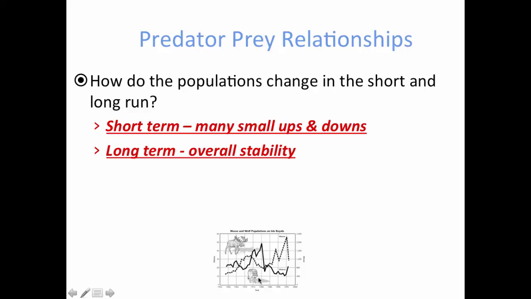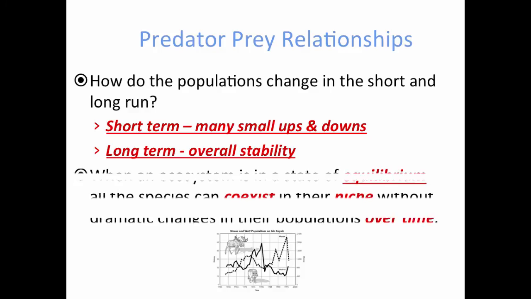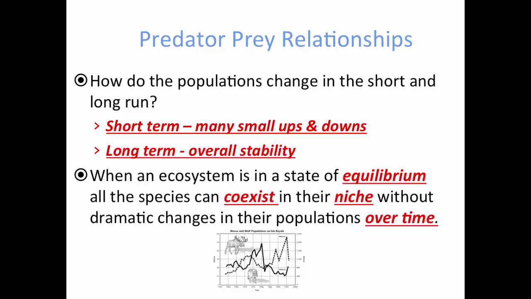You have a moose and you have a pack of wolves. Notice how when one population goes up, the other population is going to decline. If this population declines, then the moose population is going to go up. Over the long term, predation is pretty much going to show overall stability. When an ecosystem is in a state of equilibrium, meaning that it's stable, all the species can coexist in their niche without dramatic changes in the population over time.